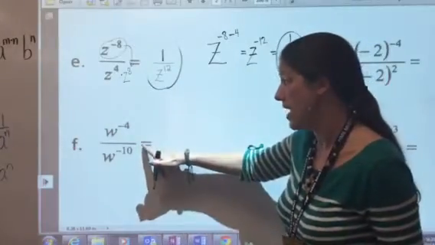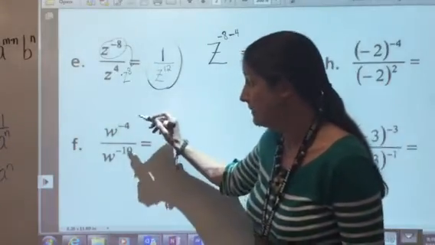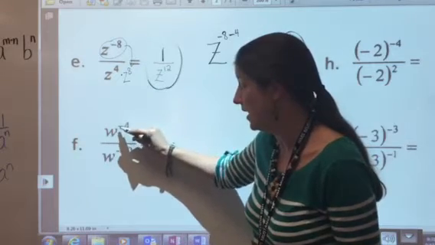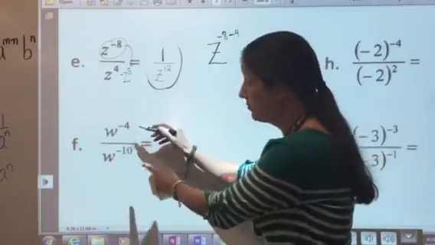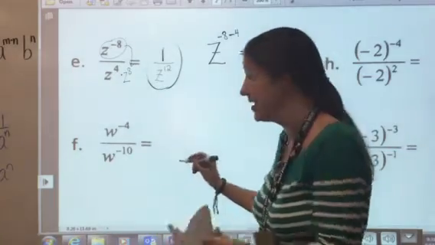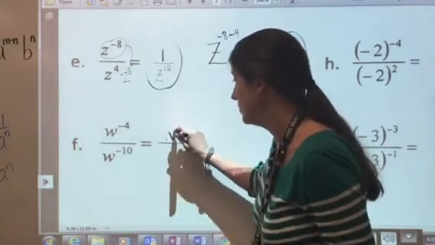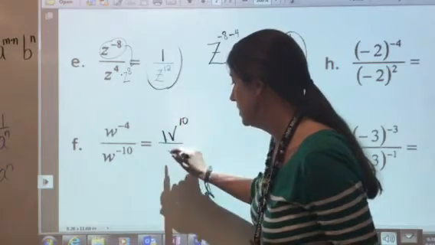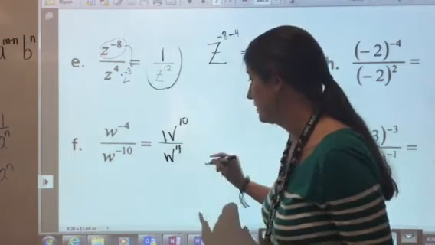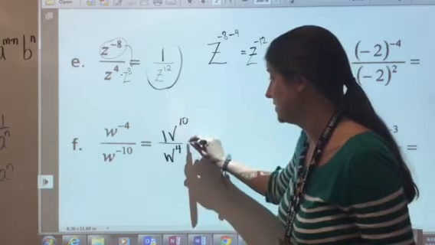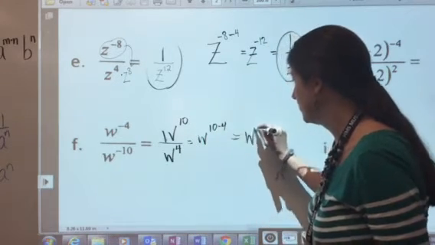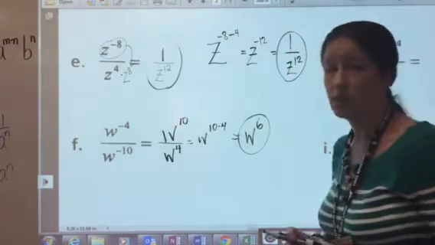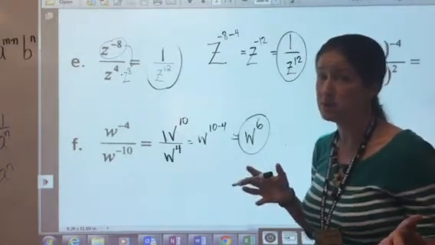How would we do that for F? So we can move w to the negative 4th to the bottom, w to the negative 10th to the top. We moved both this time because they both had negative exponents. Then our problem would be w to the 10th over w to the 4th. Keep the base, subtract the exponents. That's w to the 10 minus 4, which is w to the 6th. Don't have to go anywhere after that because the exponent's positive.